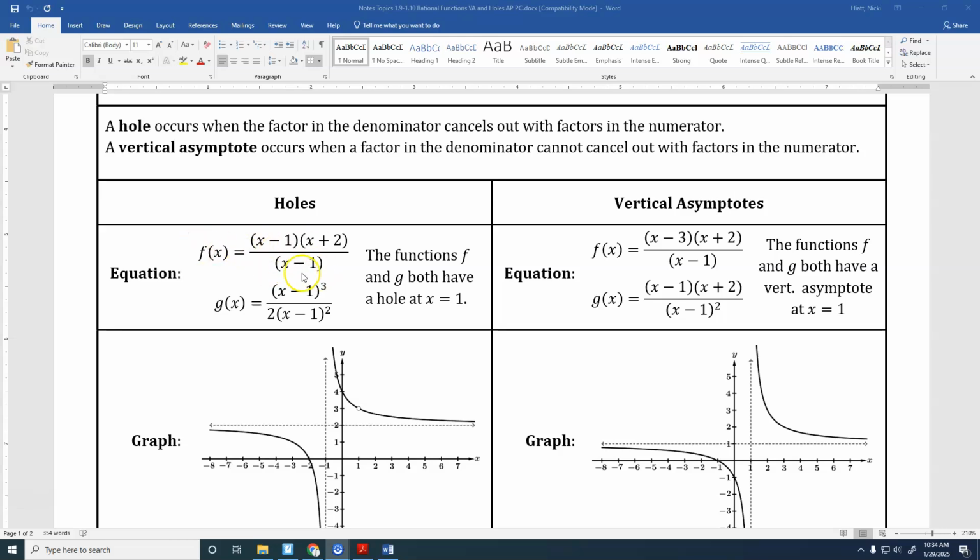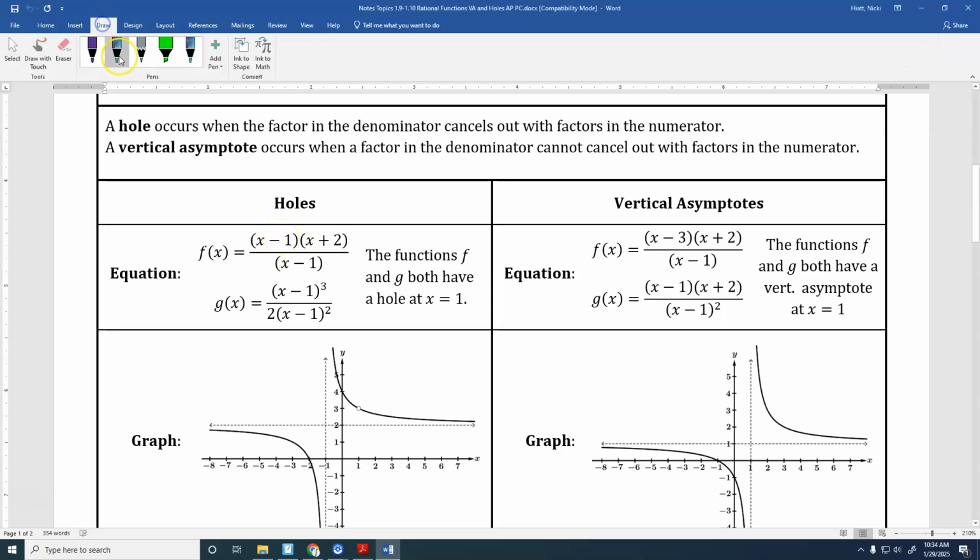A function that has a hole, the ones that you saw in Math 3, looked like this first example. Because right here, that x minus 1 and x minus 1 would cancel. That would mean that at x equals 1, you have a hole in the graph. Look at this second example. It's a little bit different. I've got x minus 1 to the third and x minus 1 to the second.